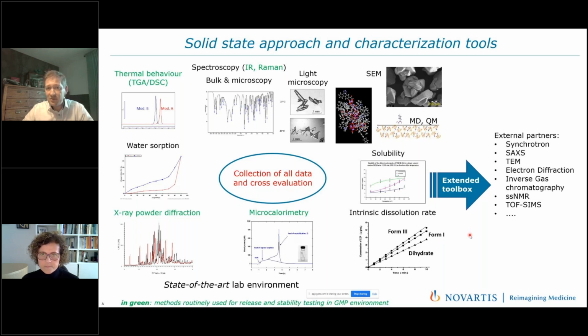As you can imagine, we certainly have a huge variety of analytical techniques, but from time to time we need to extend our toolbox to more sophisticated techniques, and I've listed a couple of them. It can be synchrotron powder diffraction, but also synchrotron single crystal diffraction, small angle X-ray scattering. Electron diffraction is attracting a lot of our attention at the moment, but NMR spectroscopy can also be called upon, and many others.